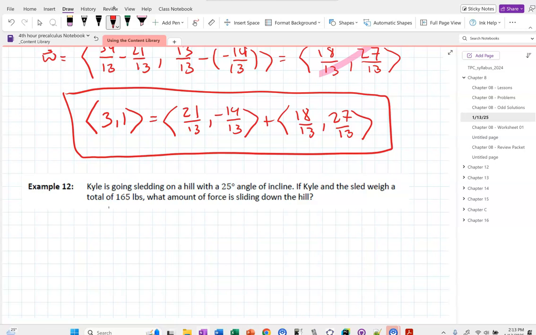Okay? So in this problem, if we think about you're sitting at the top of a hill, and if you slide down, what is the force that makes you slide down, that causes you to move down the hill? Gravity. So that's going to be one of our forces. I'm going to call that G.